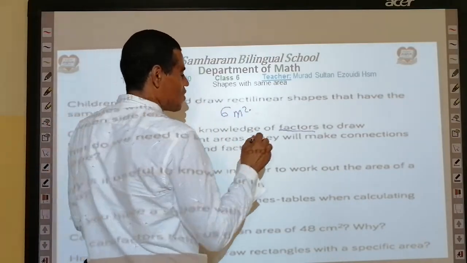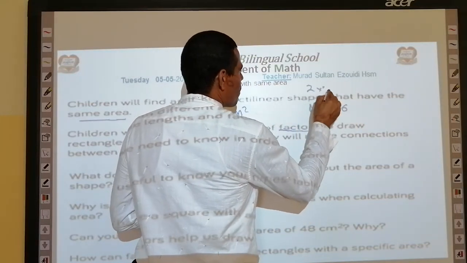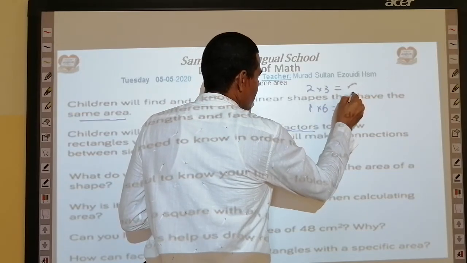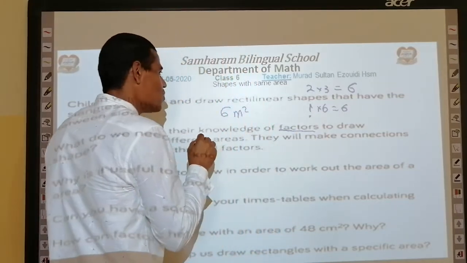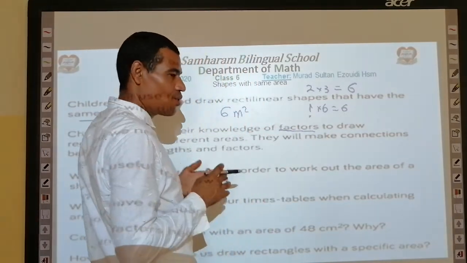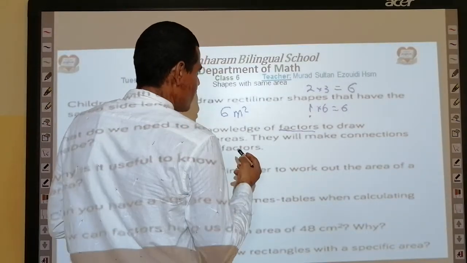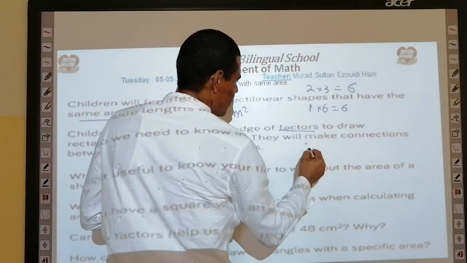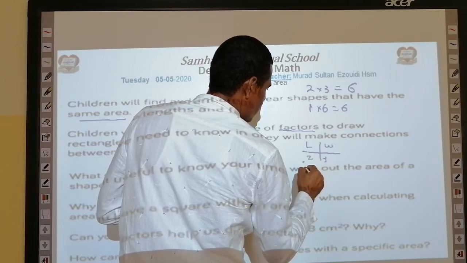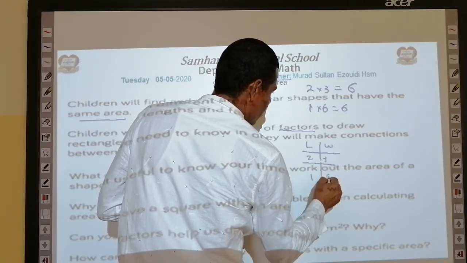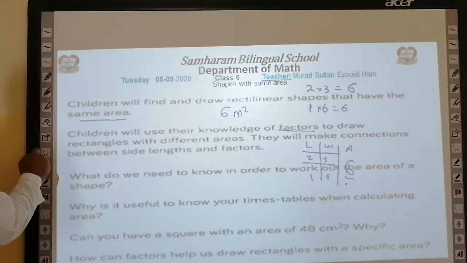We will think of the factors of 6. 1 multiplied by 6 is 6. 2 multiplied by 3 is 6. For example, I will tell you, try to at least draw two different rectangles that have the same area but different lengths. So, for example, length and width: this is 2, this is 3. Then the next is 1, 6. All of them have the same area, which is 6 centimeters squared. Okay, clear all.